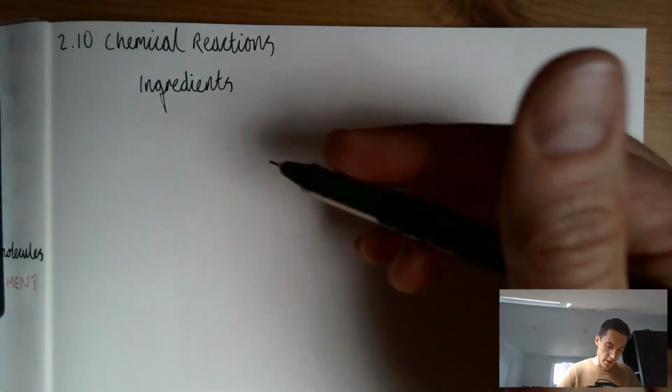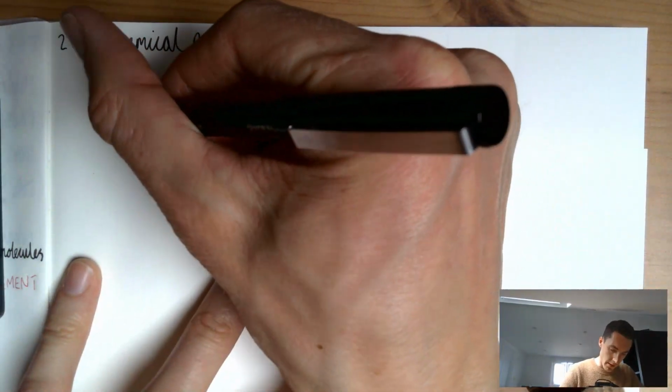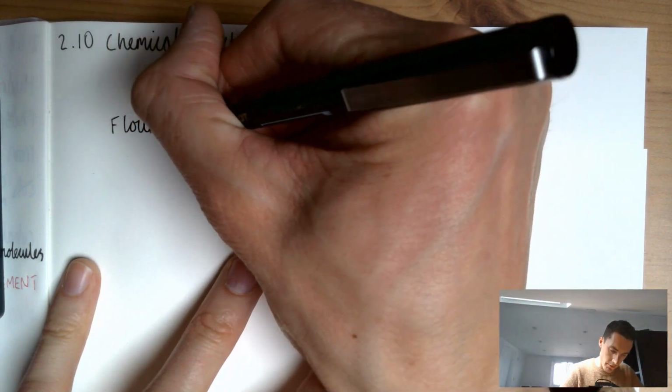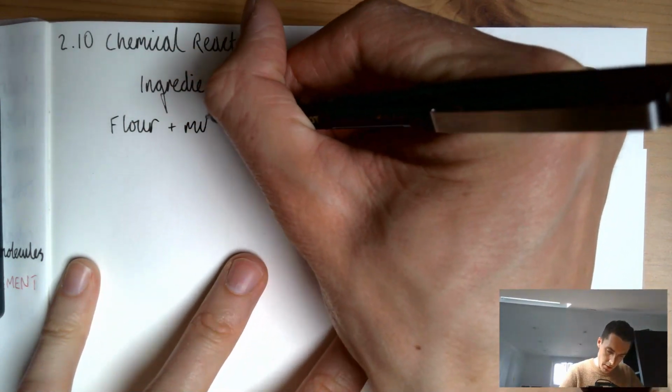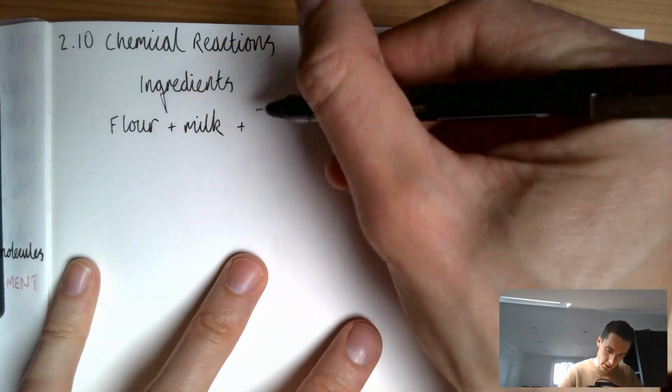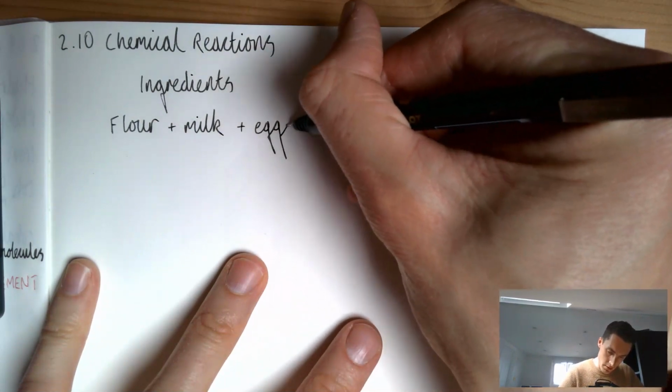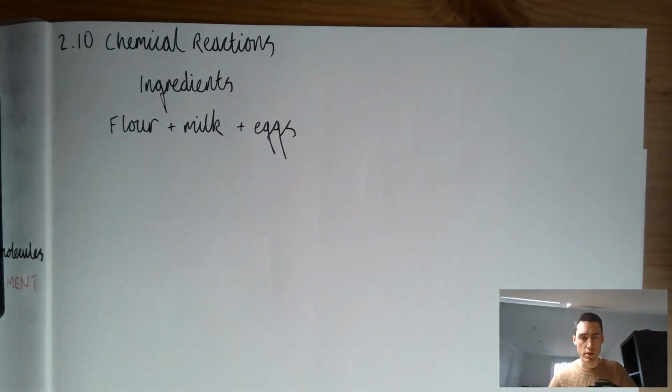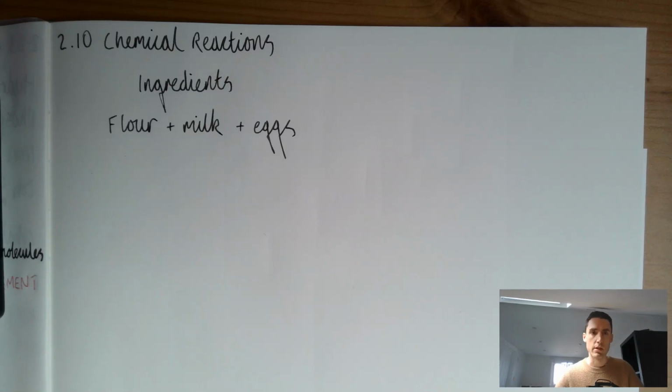So what are the ingredients of a pancake? Well, I'm just going to say, let's keep it simple. So we've got flour plus milk plus eggs. You may put more in, but that'll do for now.